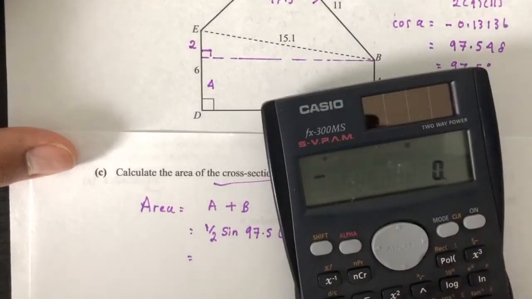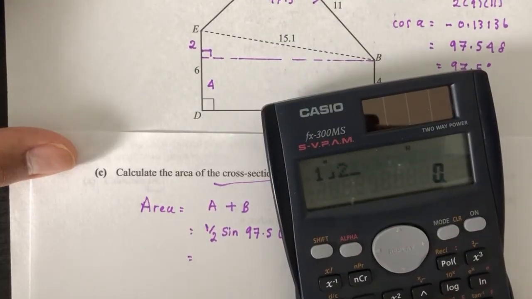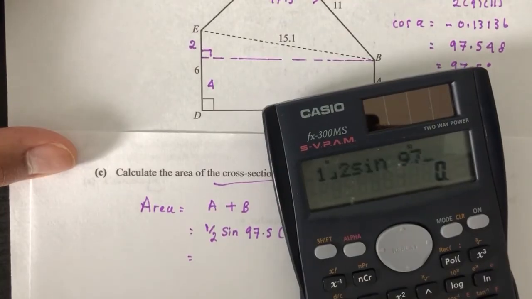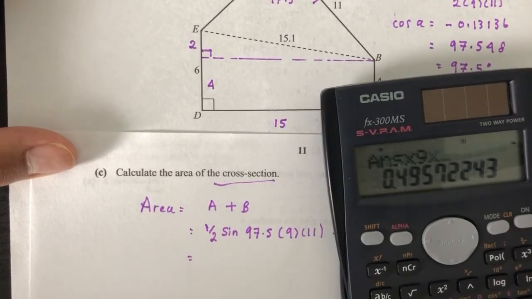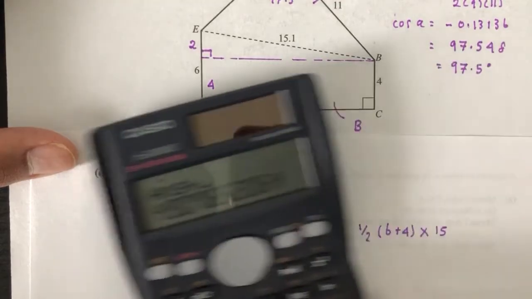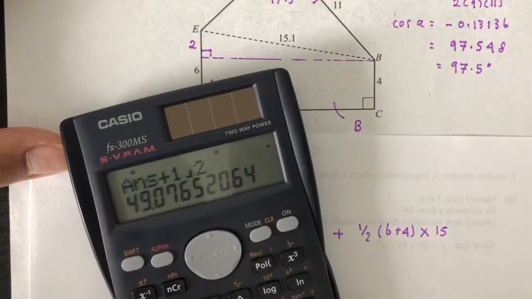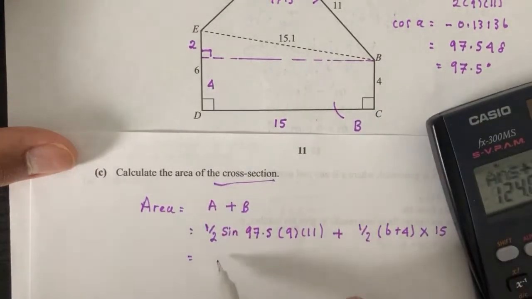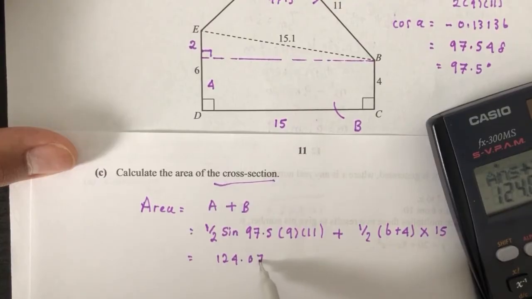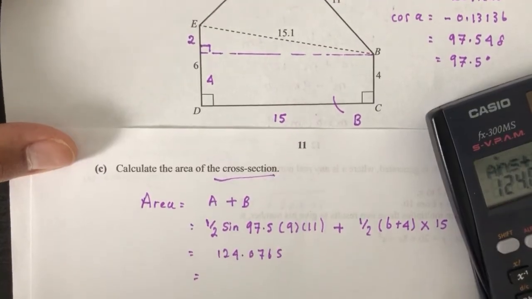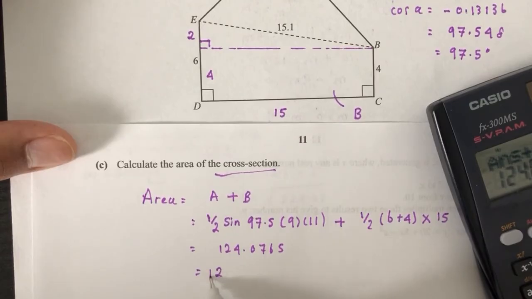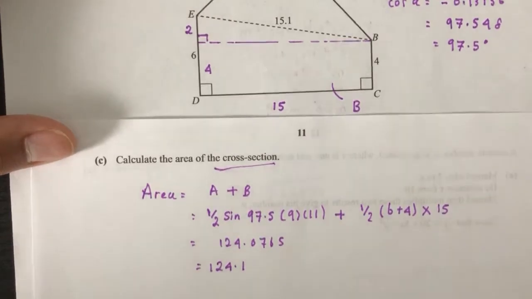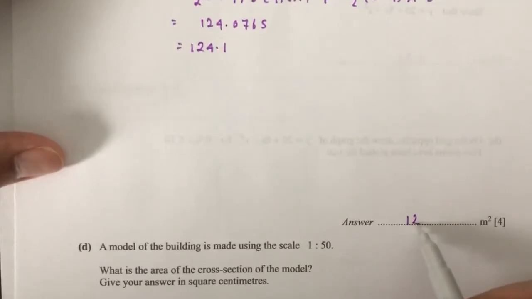So now simplify. We have half sine of 97.5 times 9 times 11 plus half times 10 times 15. That will be 124.0765. So to one decimal place, 124.1. So the area of the cross section will be 124.1 meters squared. Or you can just write this for more accurate answers, but that's okay.